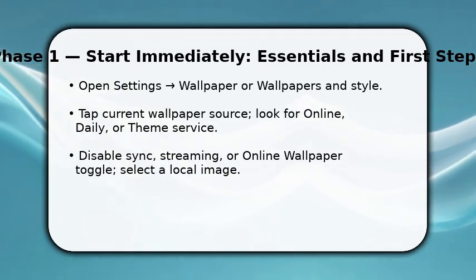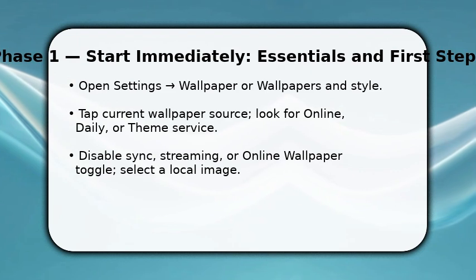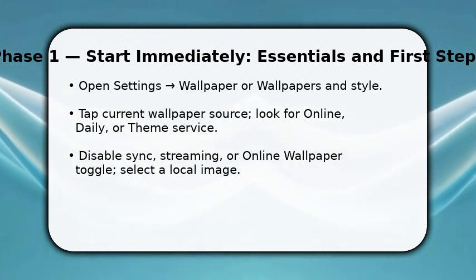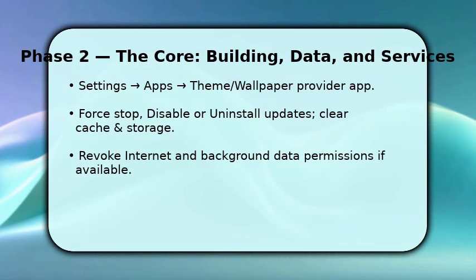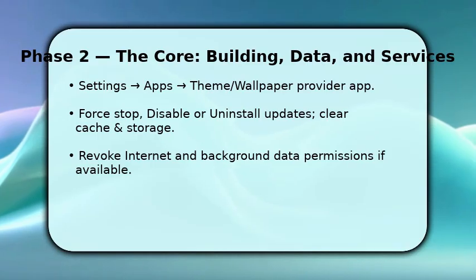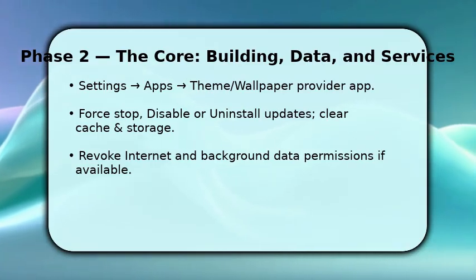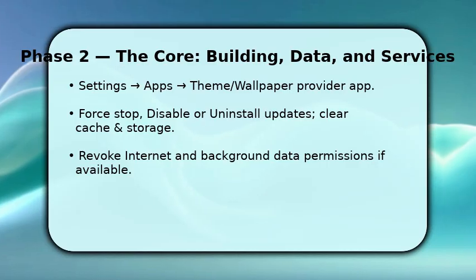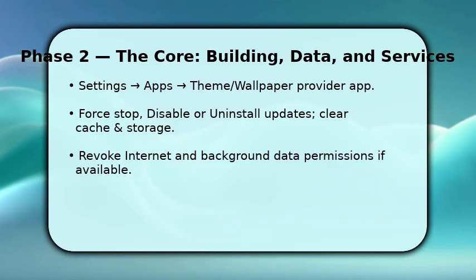This eliminates network updates. You do this first to stop ongoing downloads and visual changes before moving on to deeper fixes. Once done, go to Settings > Apps and find the theme, wallpaper provider, or Samsung Themes entry. Force stop the app, then disable it or uninstall updates to remove any automatic wallpaper feeds. Make sure to clear cache and storage so cached online wallpapers are removed.